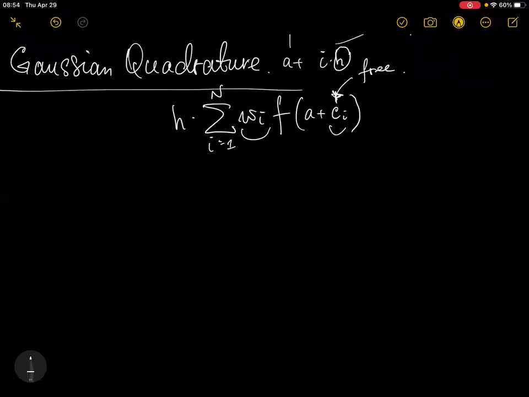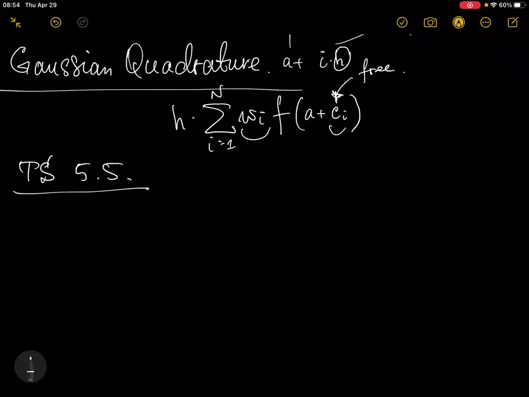Now, if you like, you can read our section 5.5, but I will just state the results from there. Essentially, they are the following. You don't necessarily need to solve the system of nonlinear equations. You can show that these positions are nothing else but zeros of the Legendre polynomial.